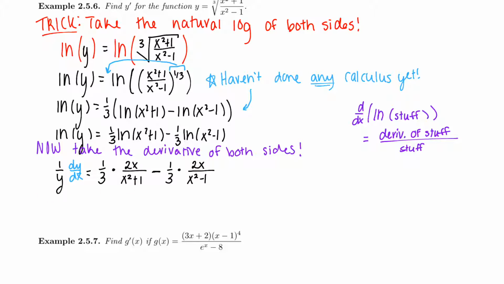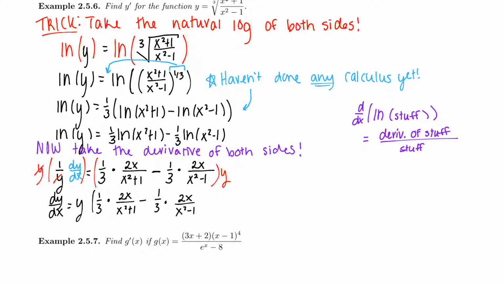You've taken the derivative, but now we need to solve for dy dx, and it's one of the easy parts here. So to get dy dx by itself, we multiply both sides by y, because this y will cancel. We get dy dx is equal to, I'm going to put the y up front for a second. And we're not quite done here.